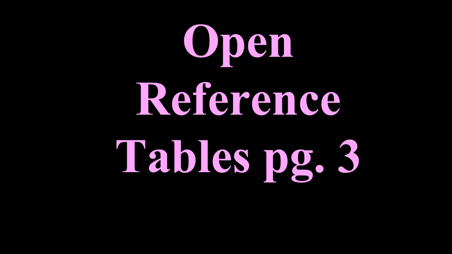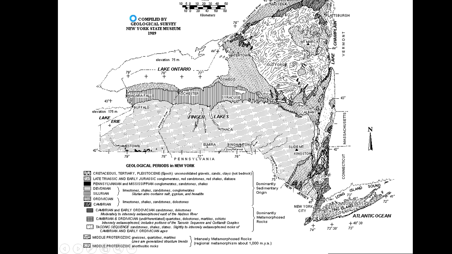Now you're going to need to take out your reference table. Open to page 3. You will see a map of New York State. This map is broken down into lines of latitude and lines of longitude. You will notice them all along the edges of the state of New York. So we know that going across is our latitude. Let's see where we begin our lines of latitude.